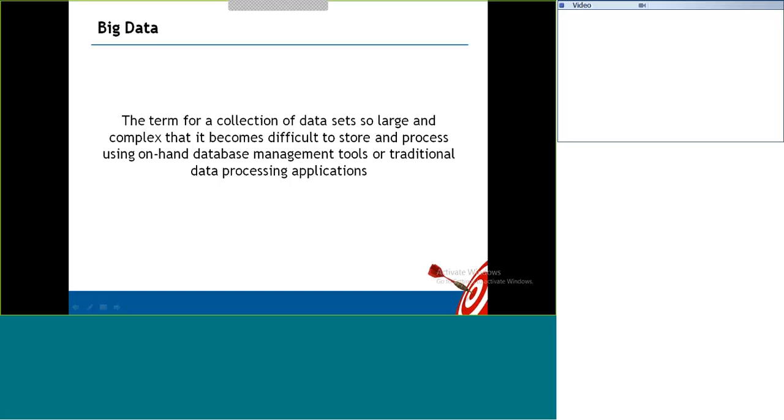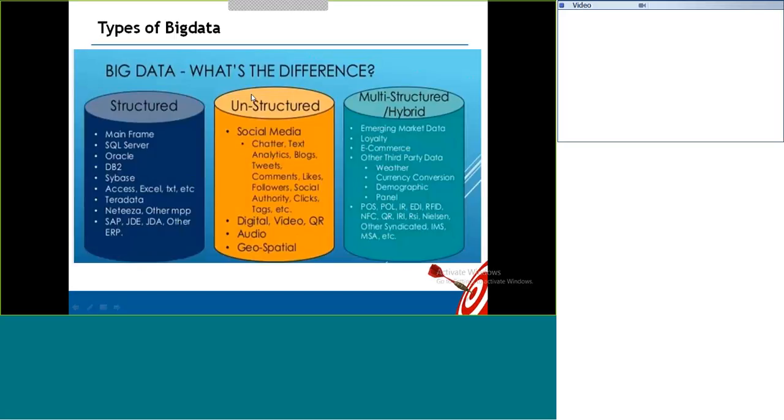So now, a keyword: complex. Complex means the data can be complex. What kind of data can be called complex data? The data can be categorized into structured data, semi-structured data, and unstructured data.